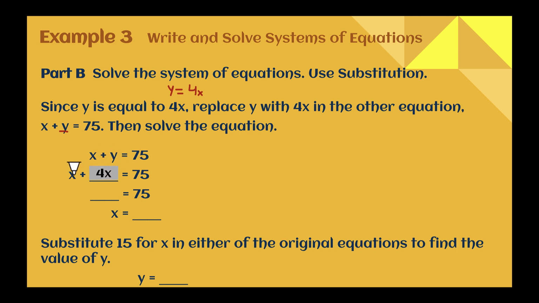Now solving, X plus 4X, combined like terms, we get 5X. So 5 times X is equal to 75, which means X was equal to 15. Now that we know that X, or our loaves of bread, is 15, then we can plug it back into either equation. If we plug it in here, we find that we need 60 more to get to 75. Or if we plug it in here, 15 times 4 is also 60. So either way, we would find that Y is equal to 60.